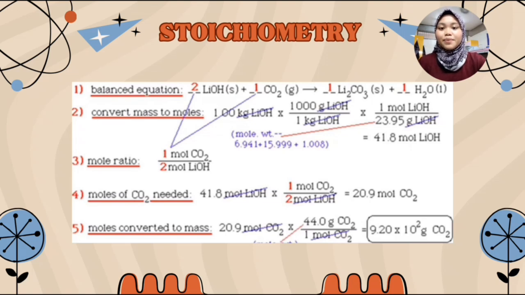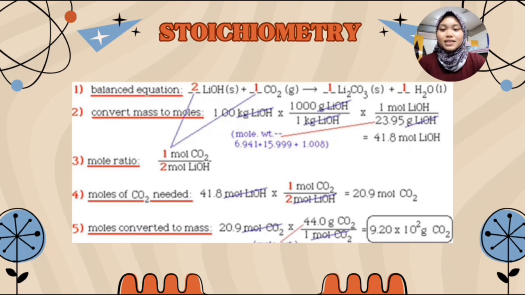So the first step is balancing the equation. The equation shows that 2 moles of lithium hydroxide react with 1 mole of carbon dioxide to produce 1 mole of lithium carbonate and 1 mole of water. Next step is to convert mass to moles. We will start with 1 kilogram of lithium hydroxide. So when converting, we will get 41.8 moles of lithium hydroxide.